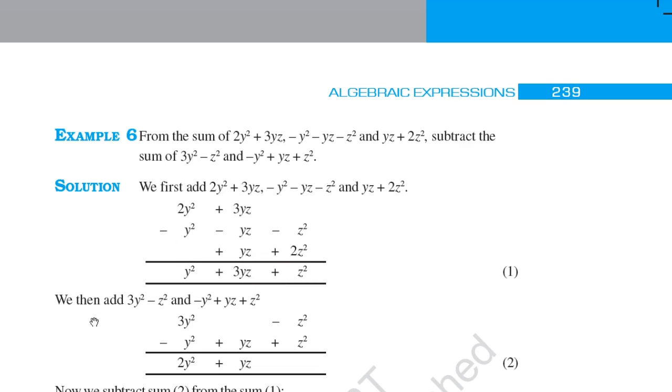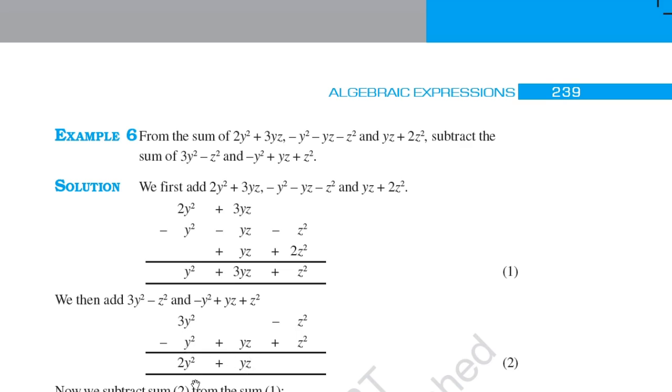Then we add the second term, which is given here. So 3y square minus z square we will write below with the z, so it will be easy for you to add it. And then in the negative, you will get minus y square plus yz plus z square, and when you add this, z and z will cancel, and this will come as it is, and it will come 2y square.